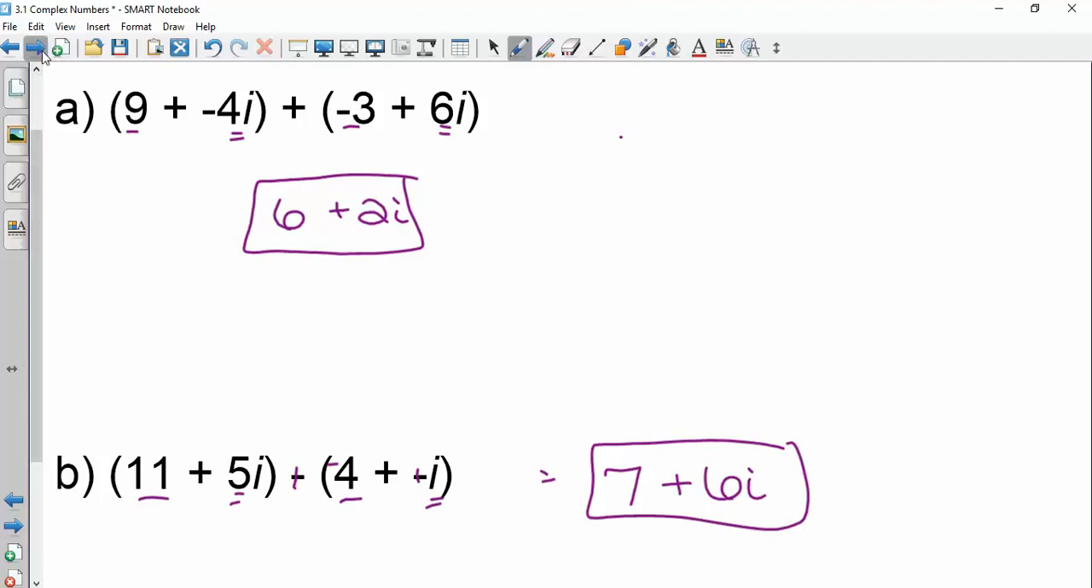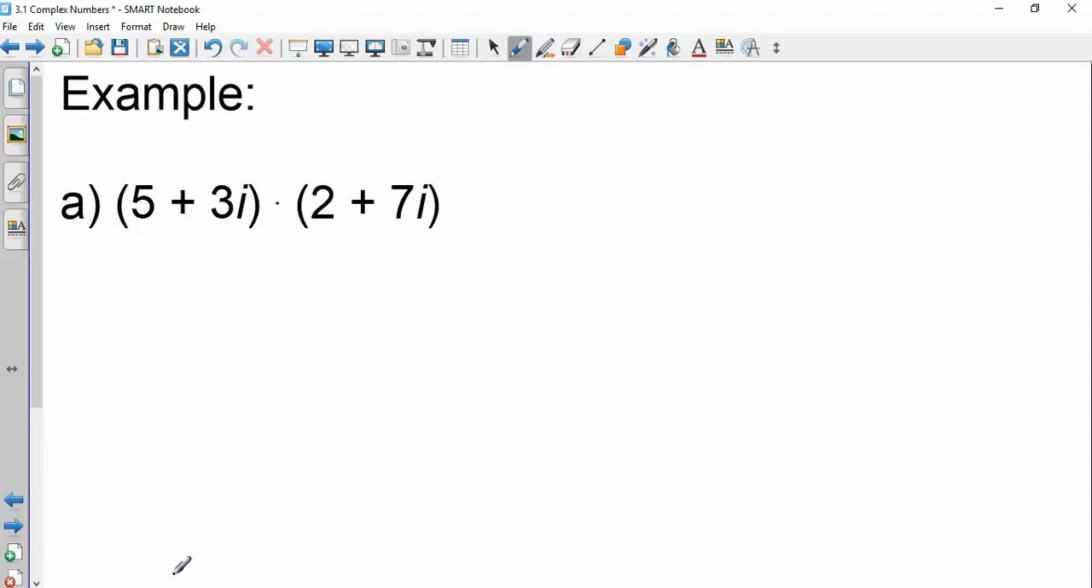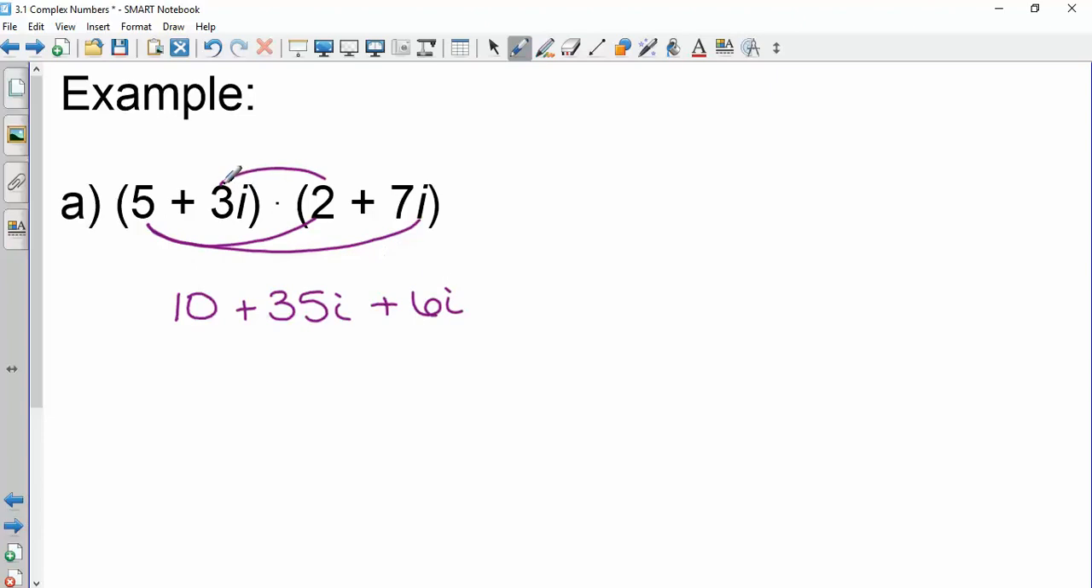Okay. Let's do multiplication. If this were with x's, 5 plus 3x and 2 plus 7x, what would you do? FOIL. So that's exactly what we're going to do here. So 5 times 2 gives me 10. 5 times 7i is 35i. 3i times 2 is 6i. And 3i times 7i is 21i squared.